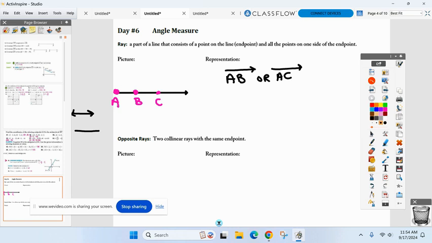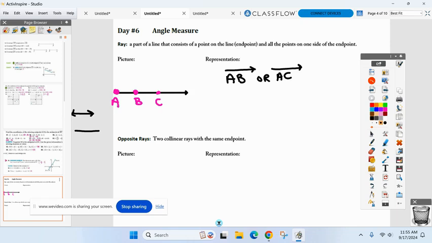So you couldn't do BA? No. BA, that's a line segment. And you can't do BC because that's another ray. Could you do like ABC or ACB, like three letters? As long as it starts with A, I'm fine. However many letters you have afterwards is fine with me, but you've got to start with the endpoint.